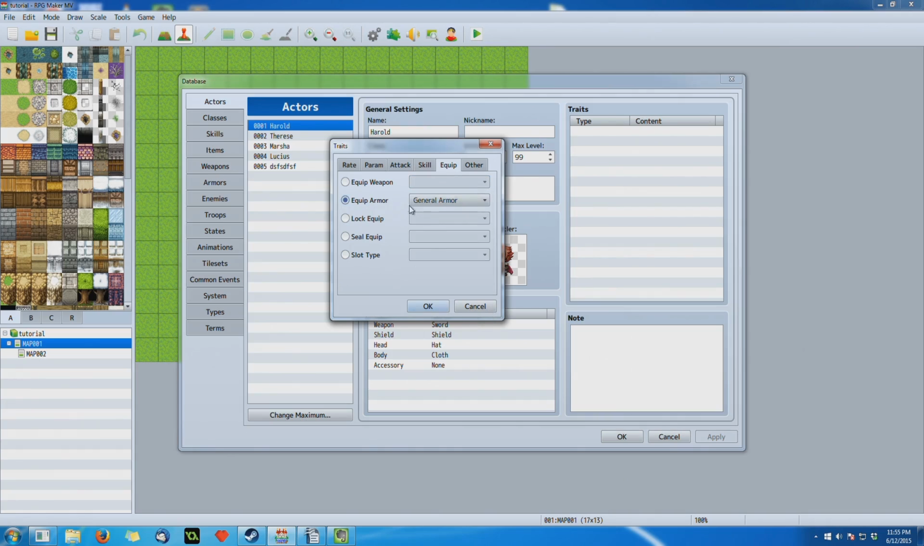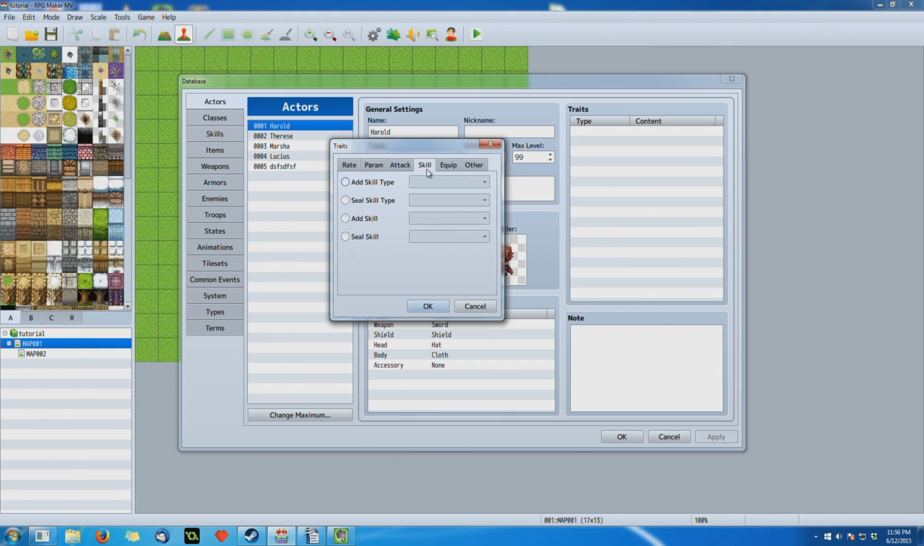And armor is the exact same thing. You can give them access to these categories of armor, and you can set your own in the types tab again. Once again, we'll be going over the types tab in the future, but that's just where you can set everything.